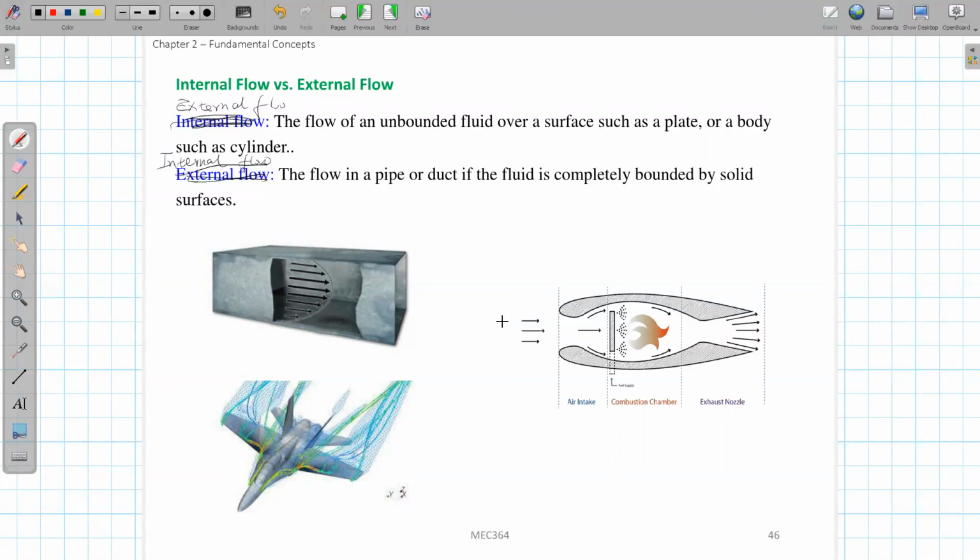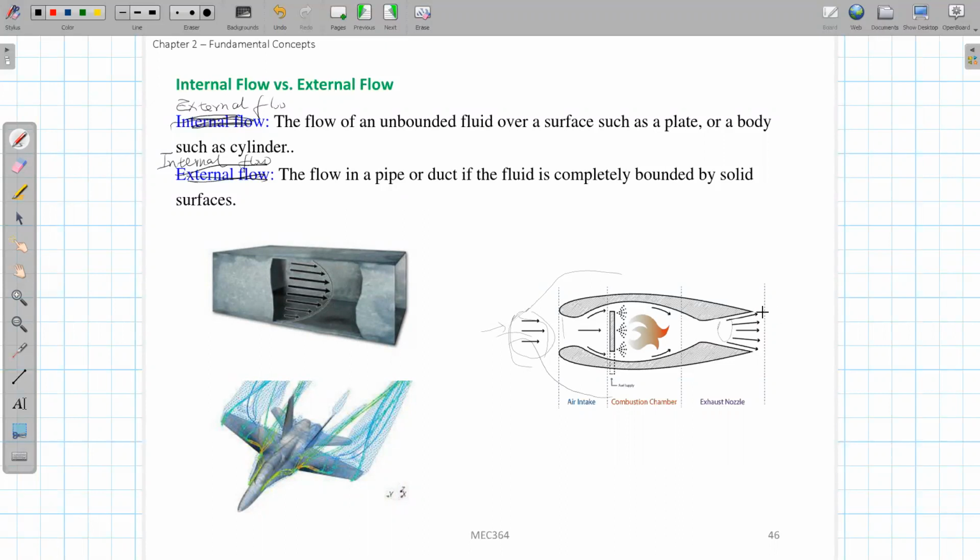Sometimes you will have both internal flow and external flow, like the flow through a ramjet engine. Before the flow goes inside the engine, into the air intake, this is external flow. After the flow goes inside the combustor, because it's inside, it becomes internal flow. And then there is a nozzle here, trying to give the propulsion force from this heated gas. This is internal flow.